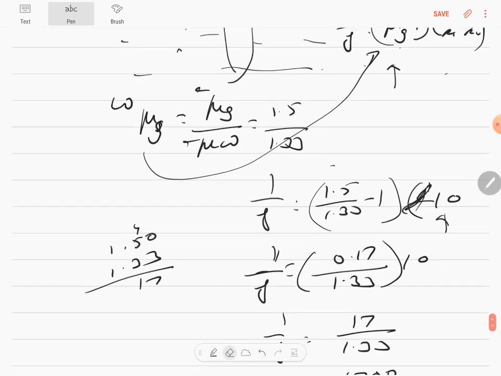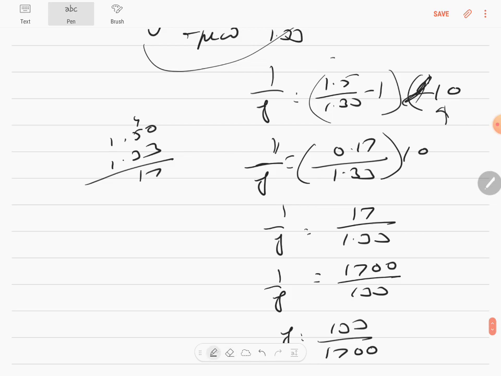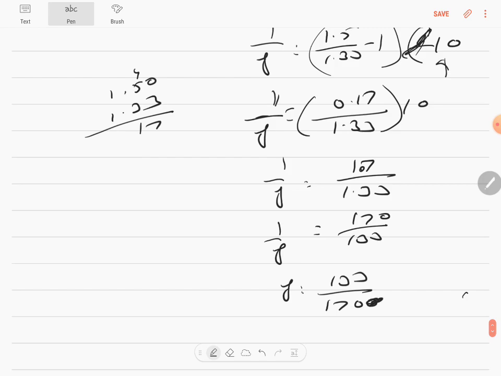Okay, guys, I'm sorry. So then therefore it will become 1.7 by 1.33 or 170 by 133, correct? It will be 170 by 133. So the reciprocal of it is 133 by 170. So the answer for this itself is 0.78. This is the focal length when immersed in water.